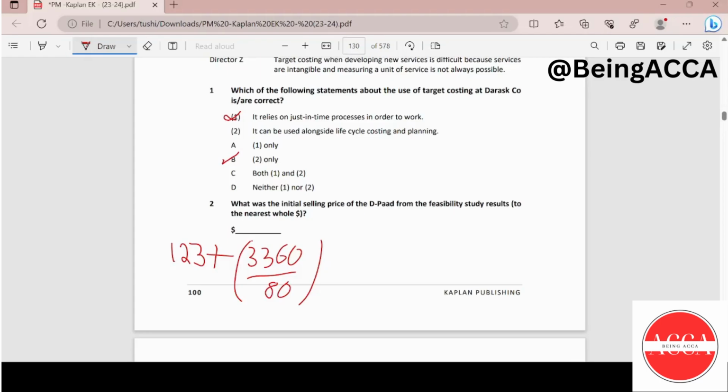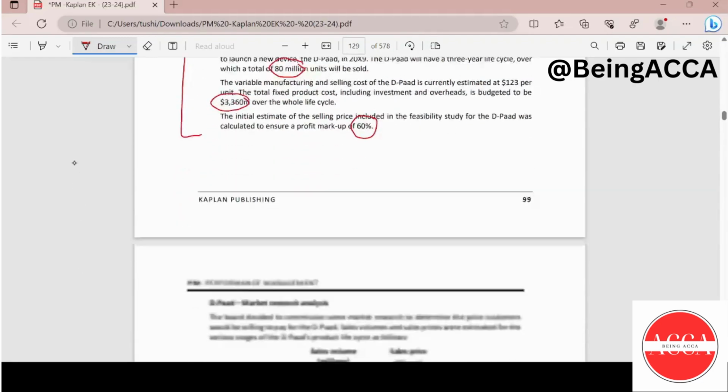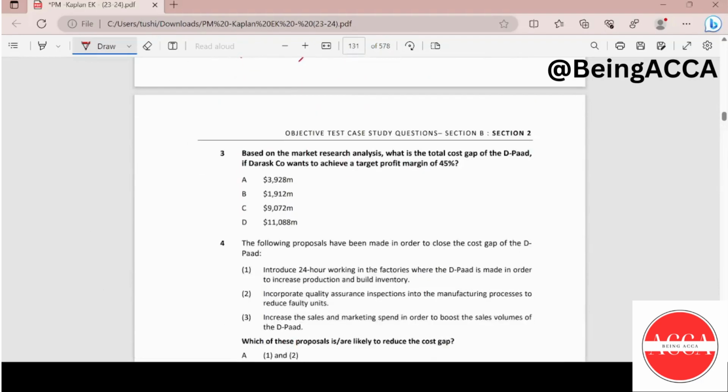3360 divided by 80 gives me 42, and 42 plus 123 gives me 165. Now it is said to us that initially they had decided that there would be a markup of 60%. So since I have been asked my selling price, I will add 60% of 165 to this, and that would give me $264, which is to the nearest whole dollar. So I have met this requirement as well, and $264 becomes my answer.